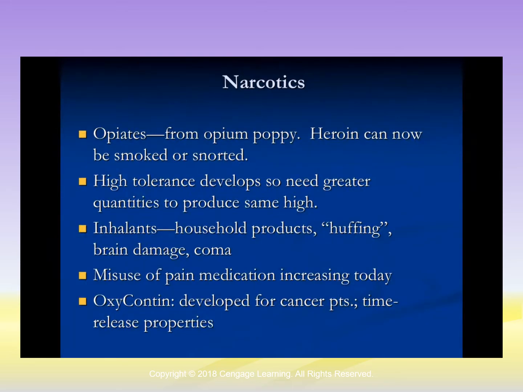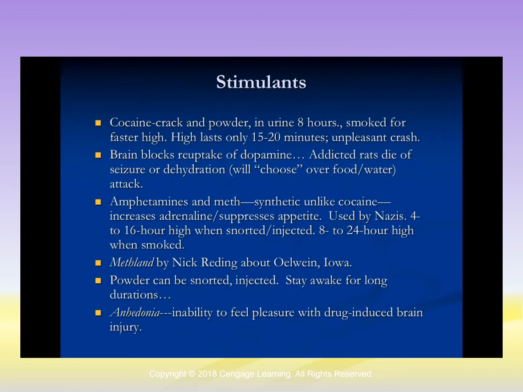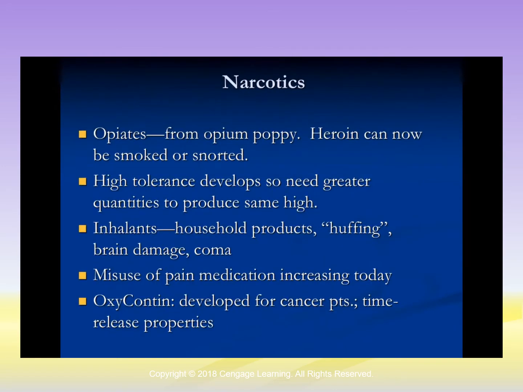High tolerance develops, and so people need higher quantities to produce the same high. And where we often get overdoses is when a batch is particularly potent, and a person might take more than they're used to, or they might take the same amount not knowing that it is more potent, and it can lead to an overdose. We also have overdoses right after rehab. Detox is particularly the most dangerous time for a heroin addict, because in detox, the system is flushed, it's out of their system, and then if the person goes back out and uses the same amount, they don't have tolerance anymore because it's not built up.